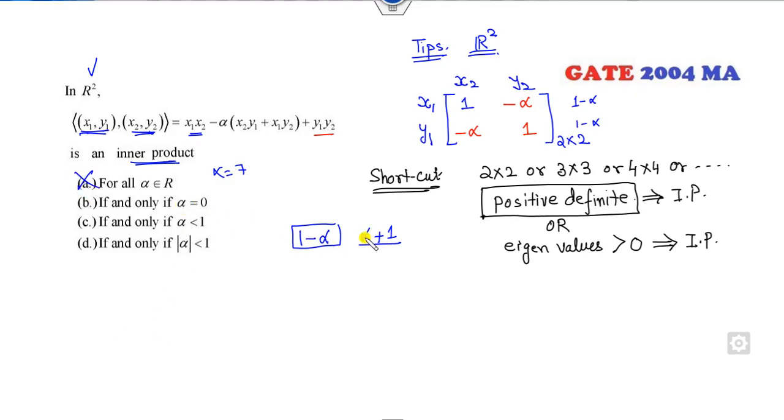If alpha is 0, that's true. If alpha is less than 1, then I may take alpha as minus 0.3 or minus 7, then this number will be negative. If I take mod of alpha is less than 1, then this number will always be positive. So this is the most appropriate one because this is only alpha. So the right answer is D.